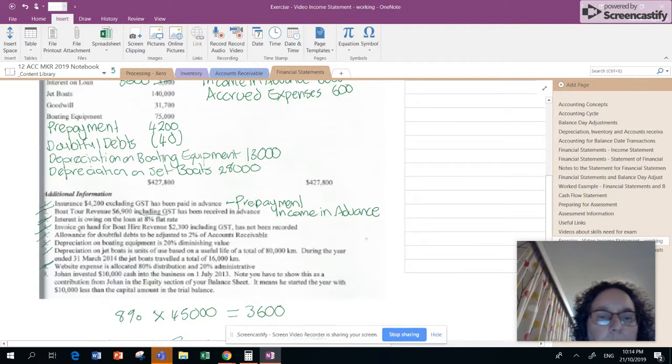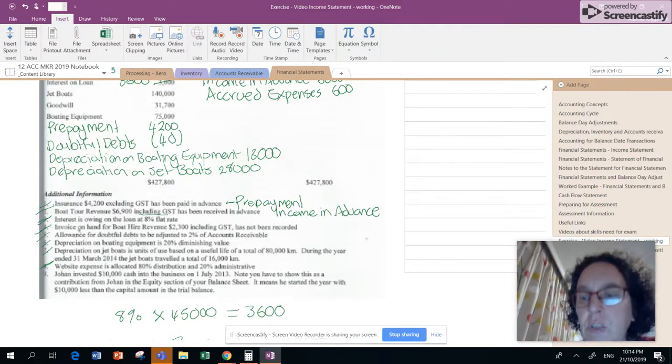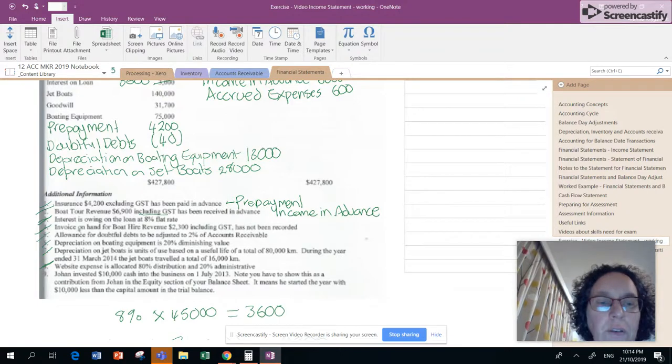And then we've got some information about the owner investing cash into the business, and that's got nothing to do with the income statement. It is something to do with the statement of financial position. So our equity section on our statement of financial position will show this increase in capital.